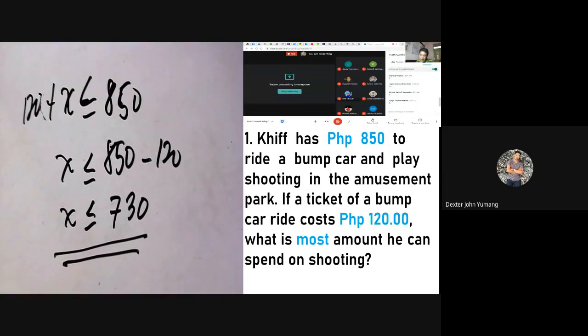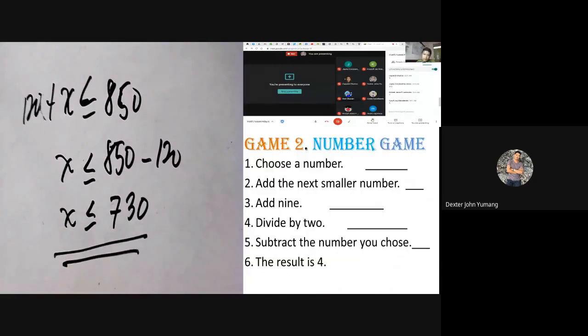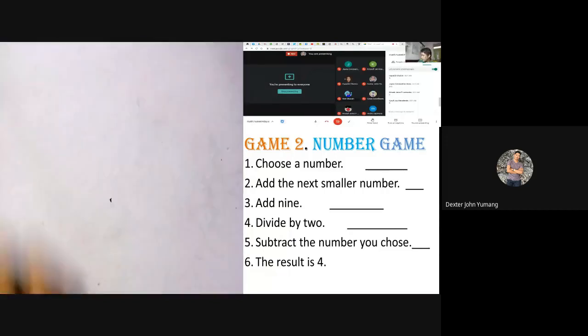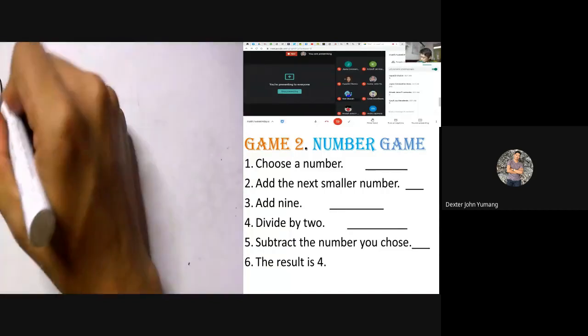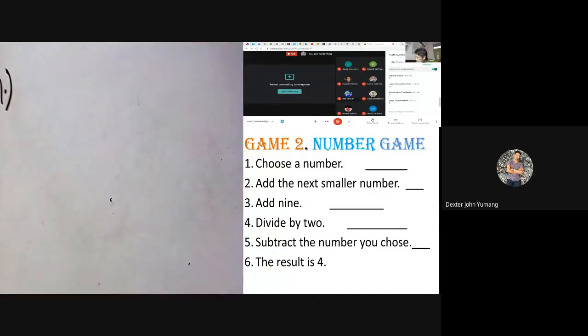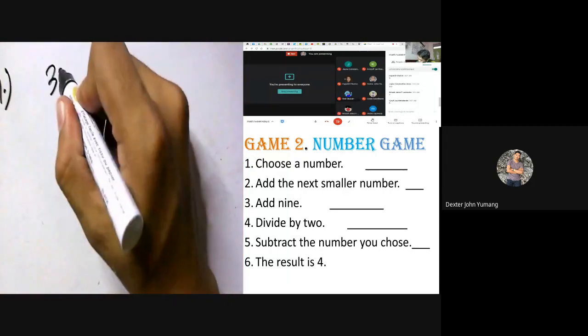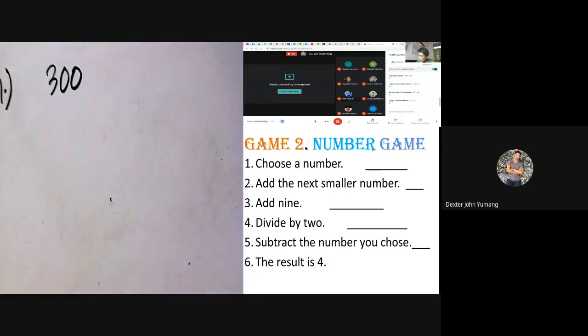Okay, next, I have a game here. I would like you to choose a number. Okay, magpili din ako ng number. Sulat ko dito, number 1. Okay, sabay-sabay po tayo magsagot. I would like you to choose a number. Ang number ko is 300. Okay, kayo po bahala sa number niyo.